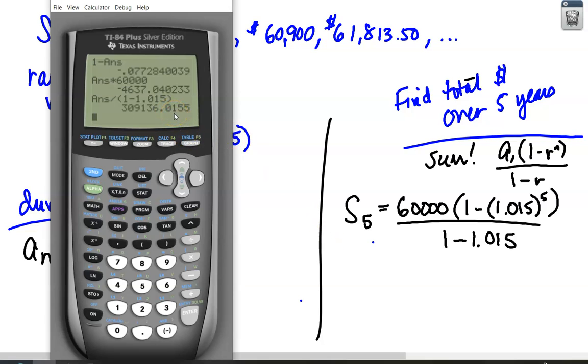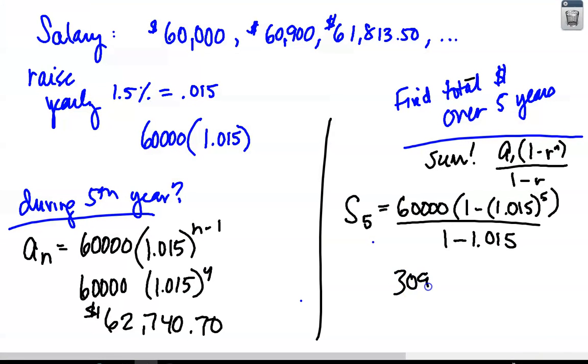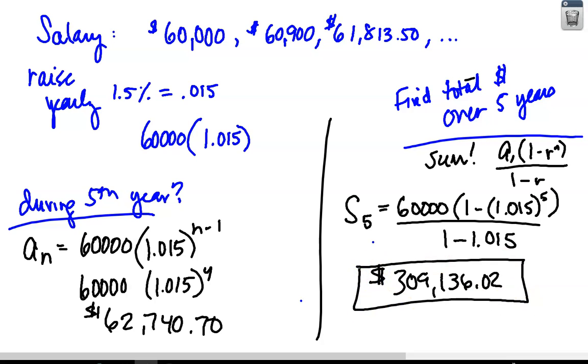$309,136.02-ish. So 309,136 and 2 cents. So this is how much you made over your first 5 years. Seems like a lot, but wait till they take out taxes and you got to pay for your rent and all that other good stuff. But still, kudos to you for getting a good job right out of college.